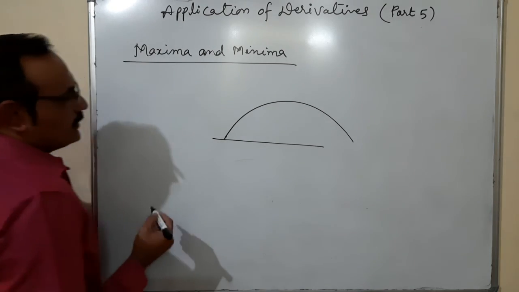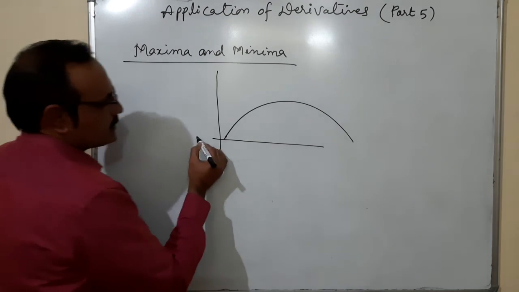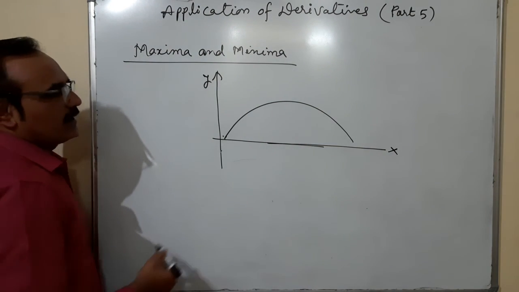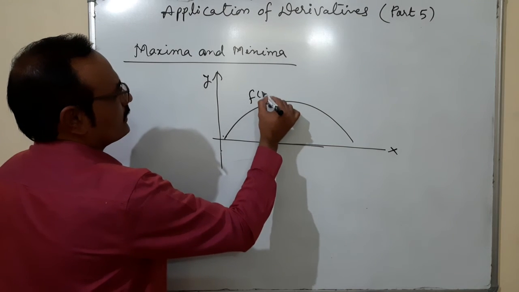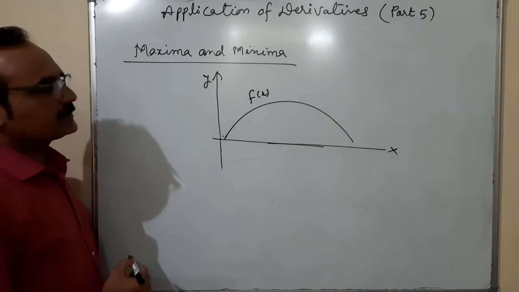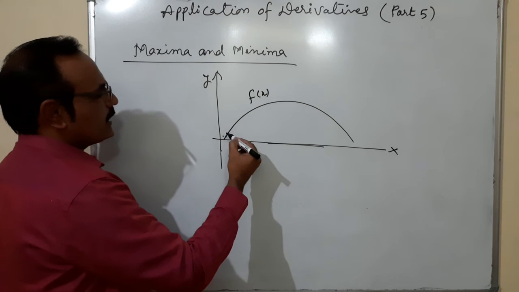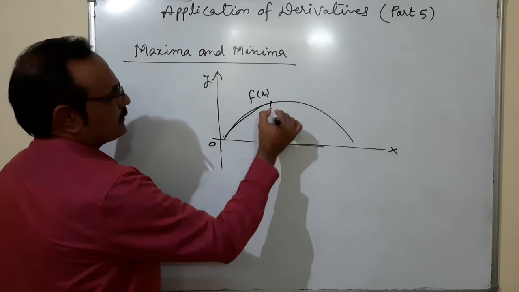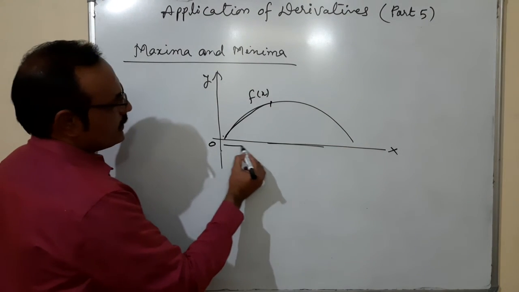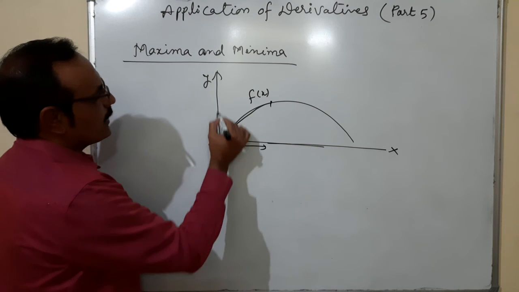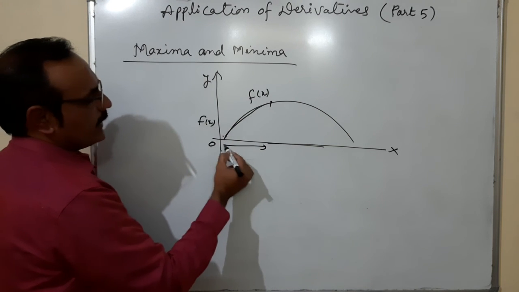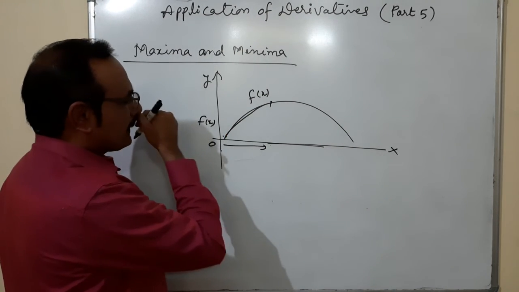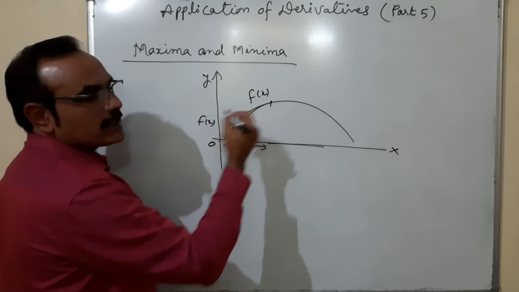Let us take an example. Suppose this is the x-axis and this is the y-axis, and there is a function, any curve. You can see the function up to here. When the value of x is increasing, the value of f of x, that is y, is also increasing. So x is increasing and f of x is increasing.